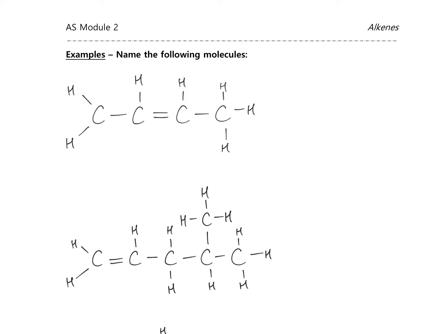First step is always to find the longest carbon chain that contains the double bond. Remember that it must contain the double bond, even if there's a longer chain elsewhere. So that's going to go straight through the middle. And there's 4 carbons in that chain, so the stem is going to be but.